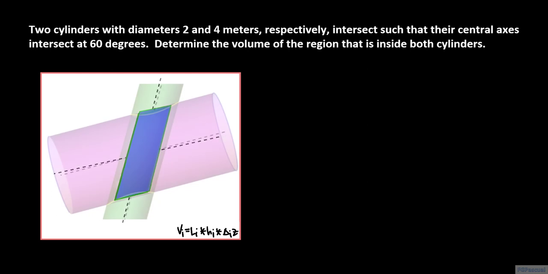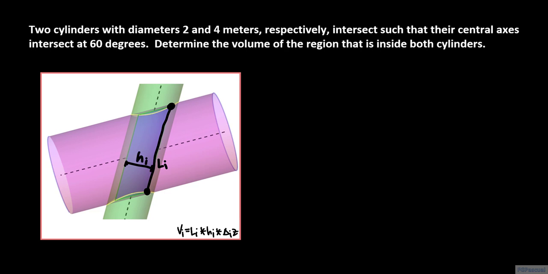We also superimpose the two intersecting cylinders. This side of the top parallelogram face, which runs along the small cylinder, has length L sub i. Its endpoints are on the big cylinder. This segment, which is perpendicular to L sub i and which runs between two parallel sides of the parallelogram, is the distance h sub i. The endpoints of h sub i are on the small cylinder.